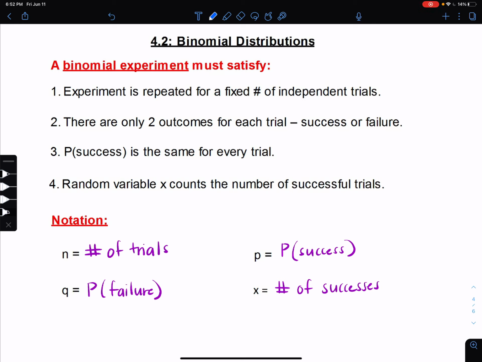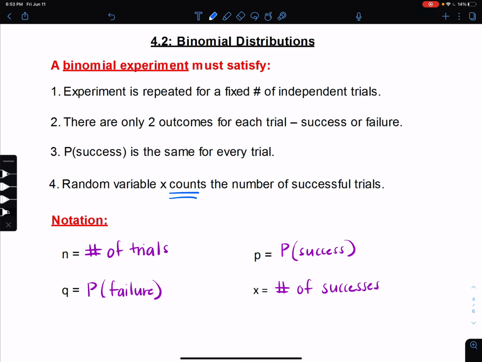Okay, so what you're going to be looking at in section 4.2 is a particular type of discrete probability distribution, which is called the binomial distribution. Because it is a discrete distribution, you should remember from the previous section that a discrete random variable is a situation where you are counting something.